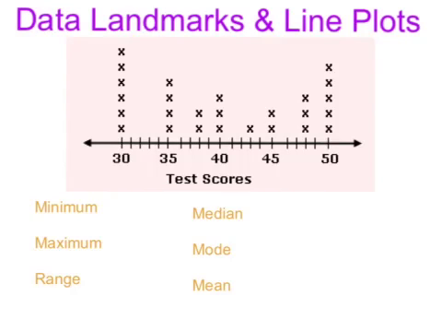The smallest number found on this line plot is 30, so 30 is our minimum. The largest number found on this line plot is 50, so 50 is our maximum. The maximum, 50, minus the minimum, 30, is going to give us our range, which is 20.